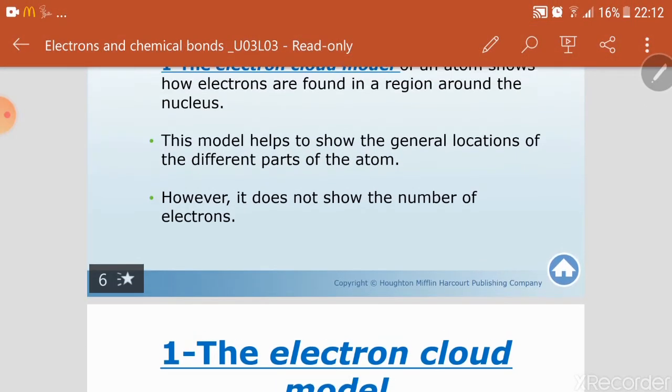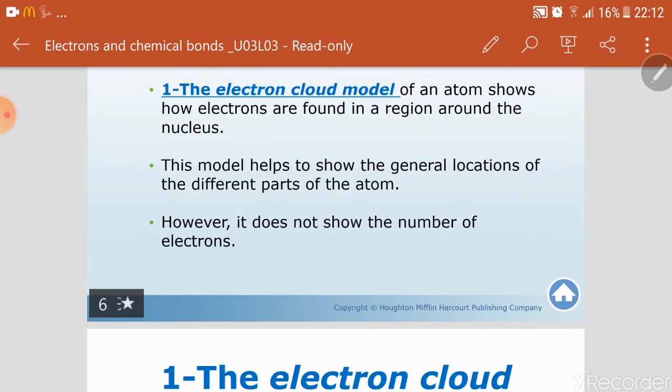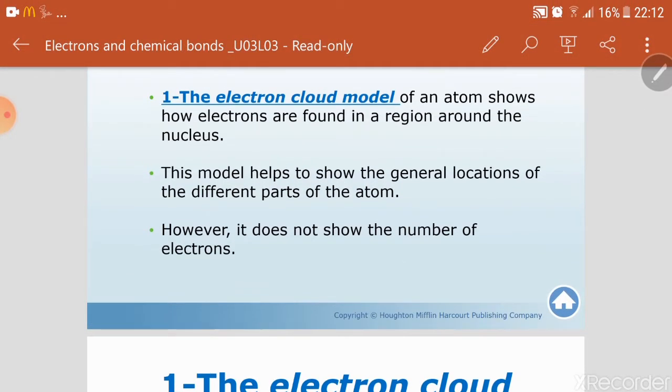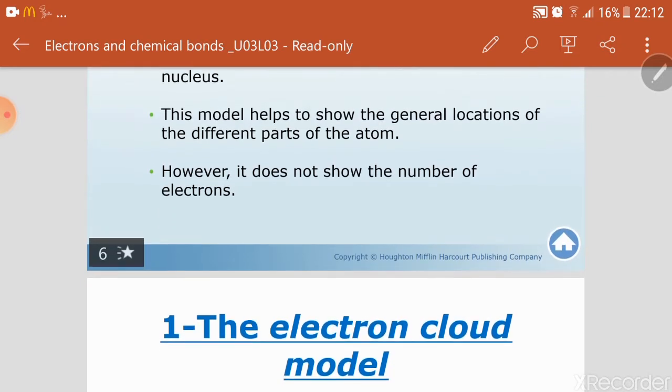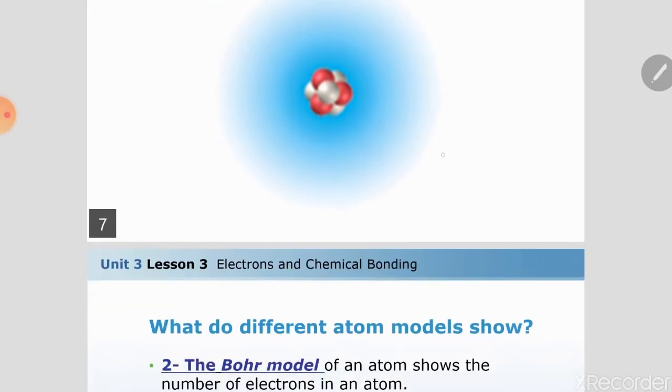This is the first. This is correct. This is the most true one. But about if we can use it for studying, it can't. It can't be used for studying. Why? Because it doesn't show the number of electrons and the energy levels of the electrons can't be shown. Okay? So this is the first one.